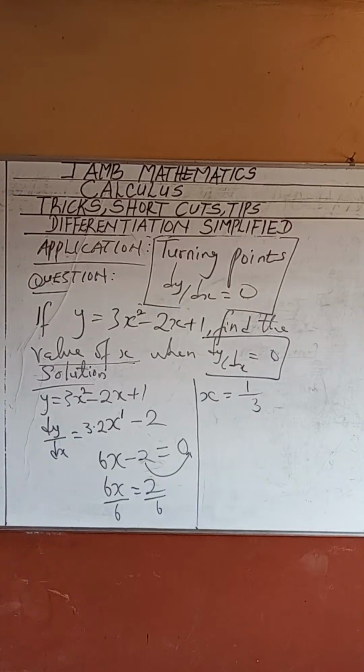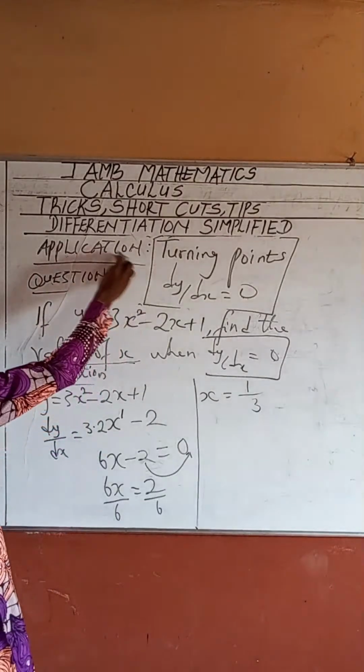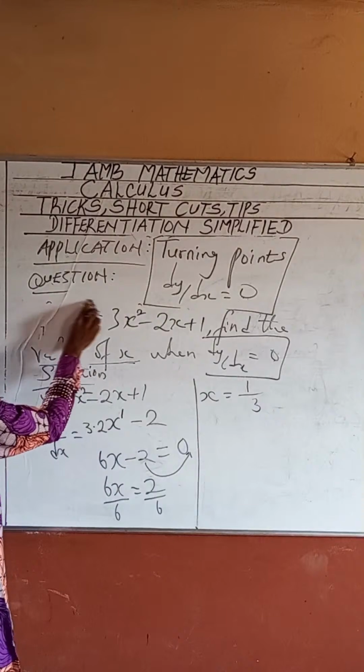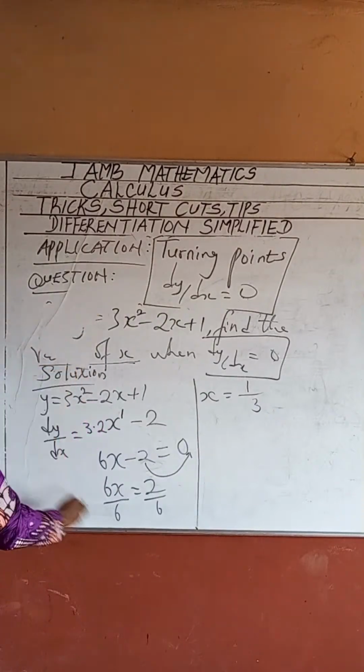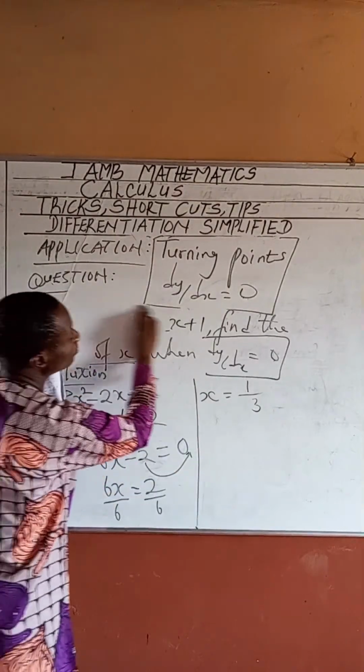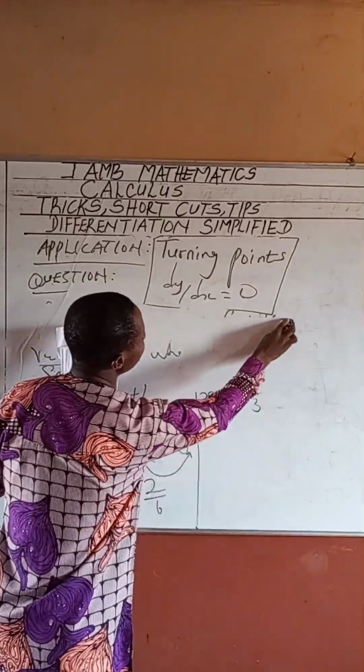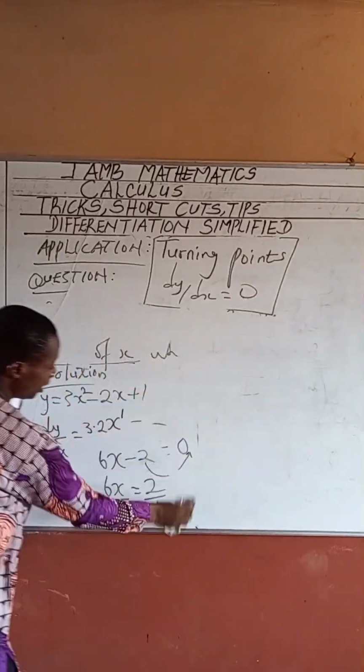So let's go to the next question. This is the same thing. We are still dealing with turning points, maximum and minimum points. I do hope we are taking down some of these things. Please do well to take it down with your pen and paper.